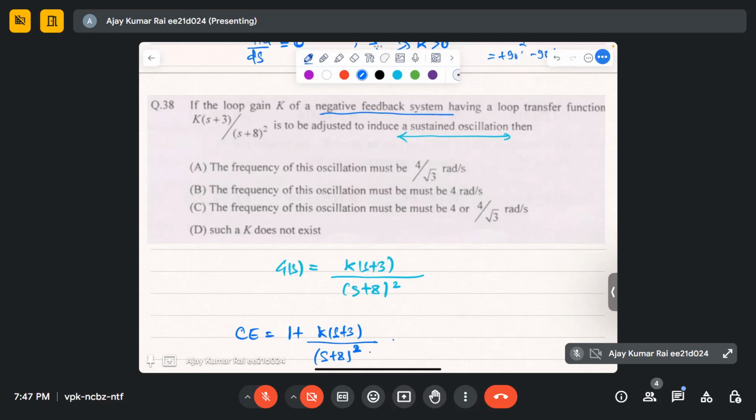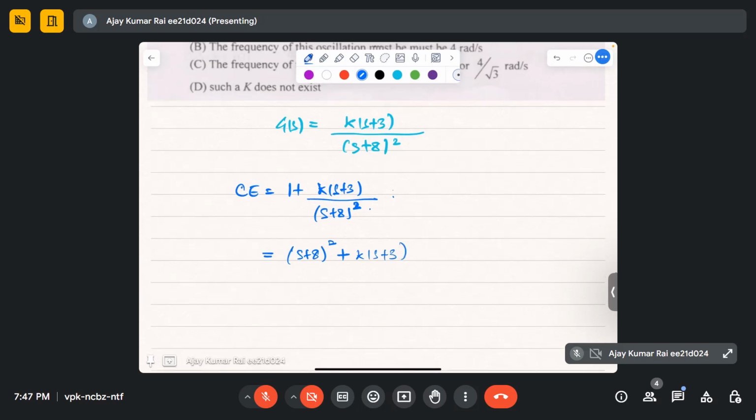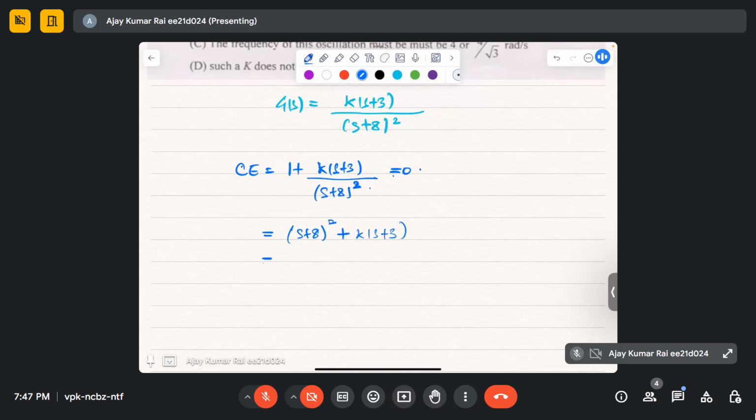The negative feedback. Okay. So the characteristic equation is this. What is this? s square plus 16s plus 64 plus k into s plus 3k, which can be written as s square plus (16 plus k)s plus (64 plus 3k).